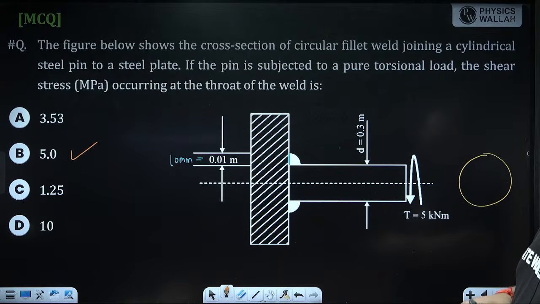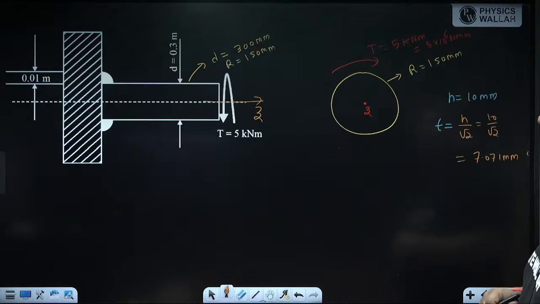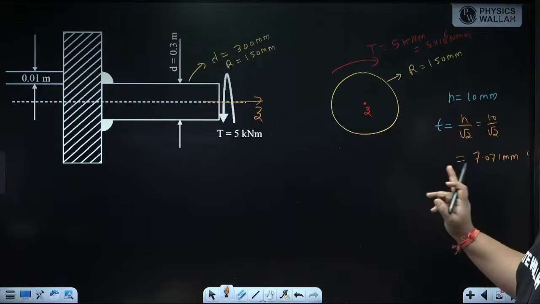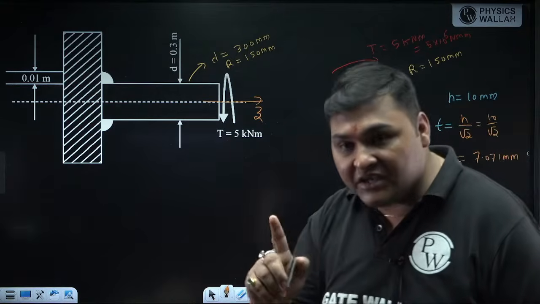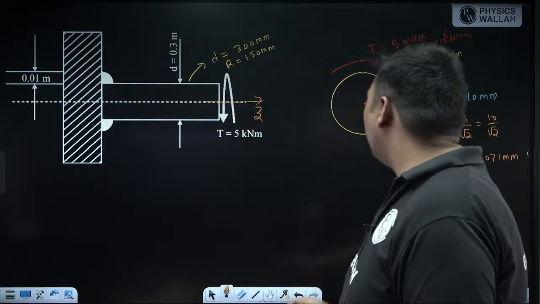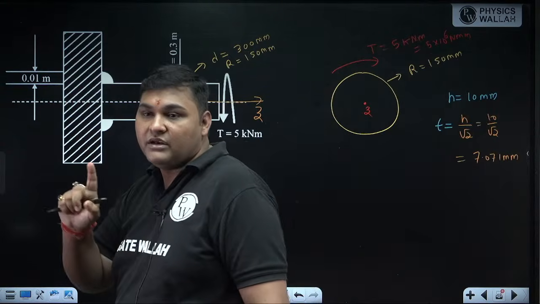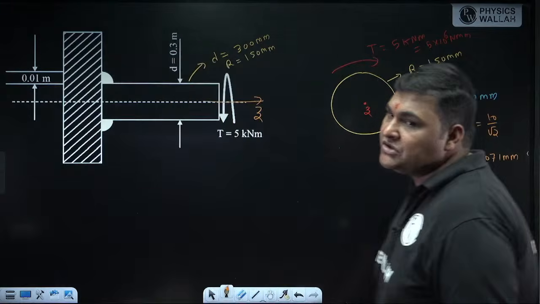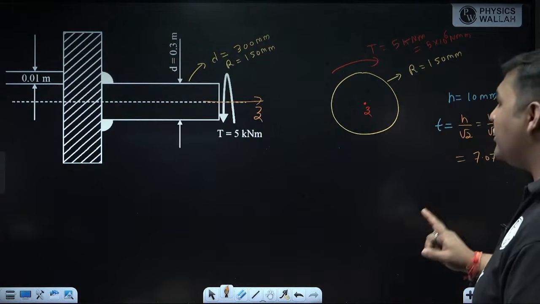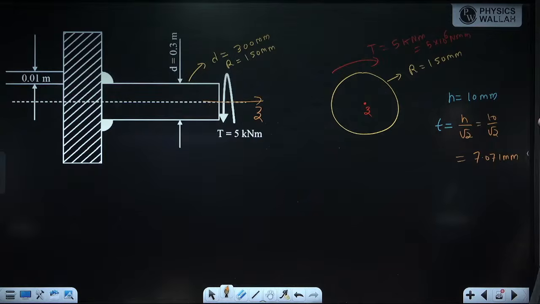You will get answer as A, no? See, you make this silly mistake. But now this mistake you will not do in the GATE exam. I am 100% sure. Here we will always take throat thickness, but in the question it is the size of the weld. So write this in your mistake copy, no? You will not make this mistake in the actual GATE exam then.